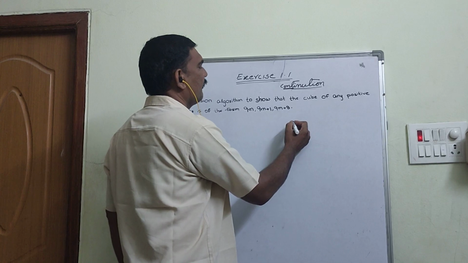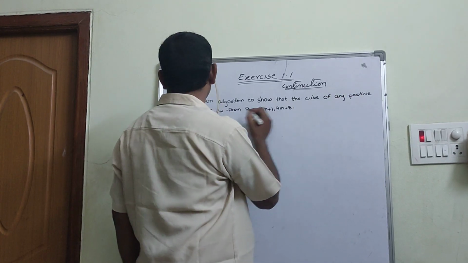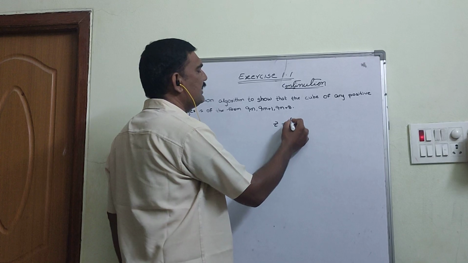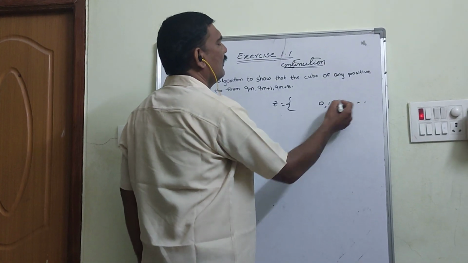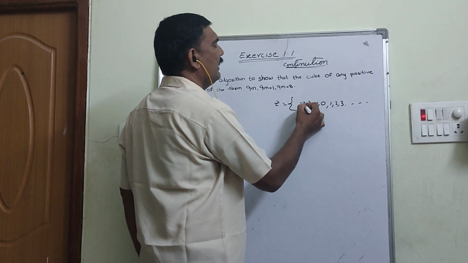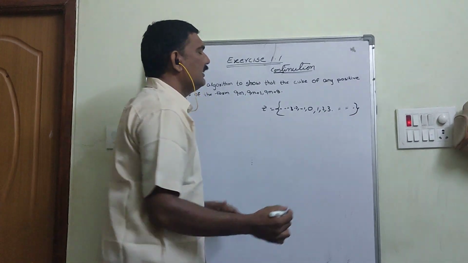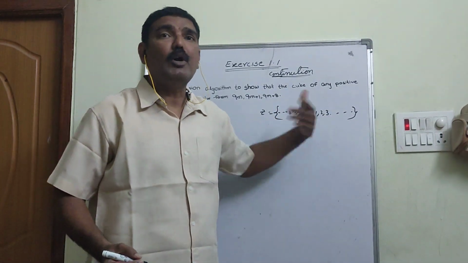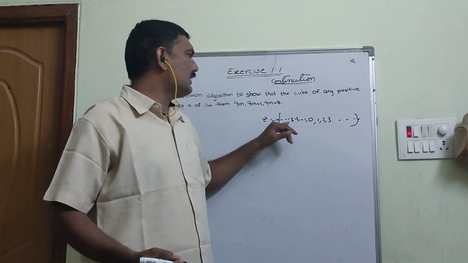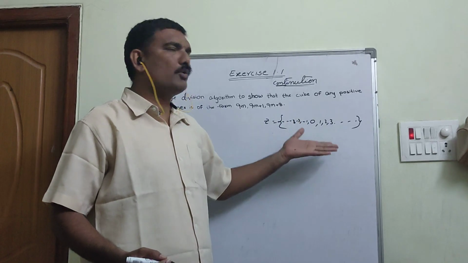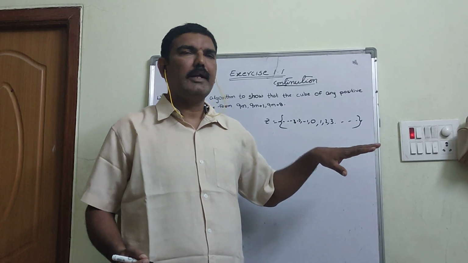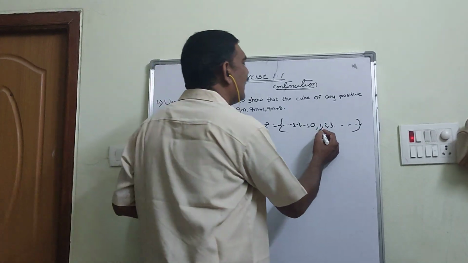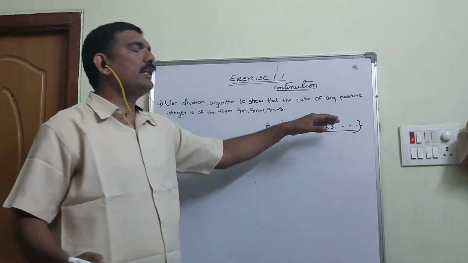Take any positive integer. As I said, integers means 0, 1, 2, 3, etc., and minus 1, minus 2, minus 3, etc. These are called the set of integers. Now, we can't say minus 3 or minus 2 is a positive integer. And 0 is neither positive nor negative. Positive integers start from 1: 1, 2, 3, etc. These are called positive integers.